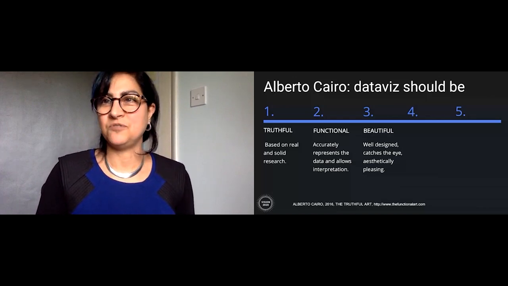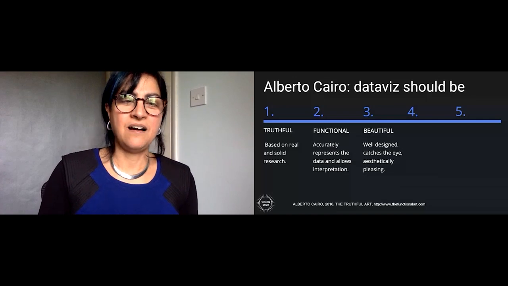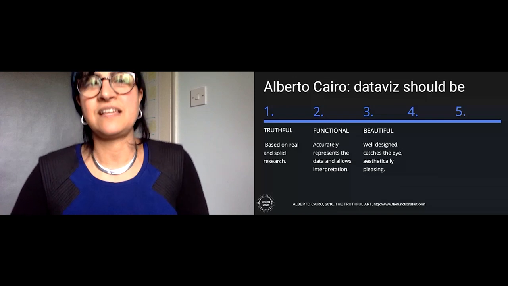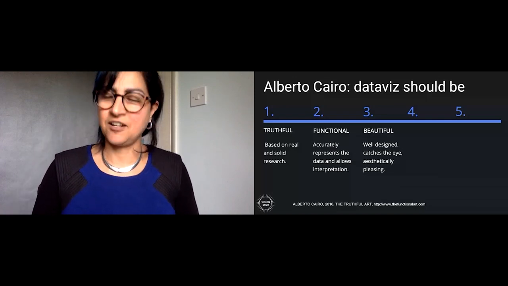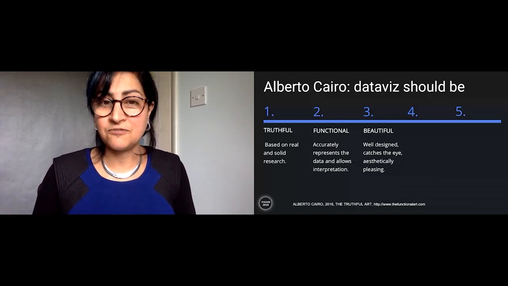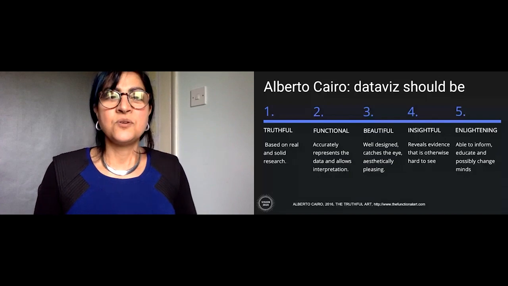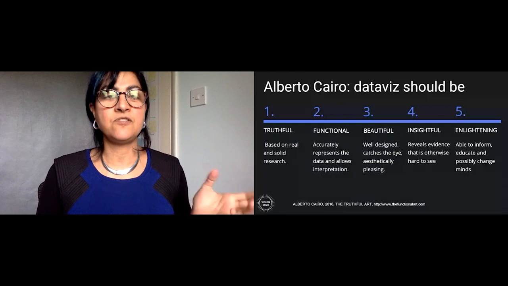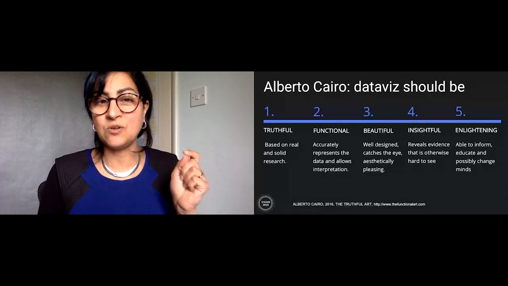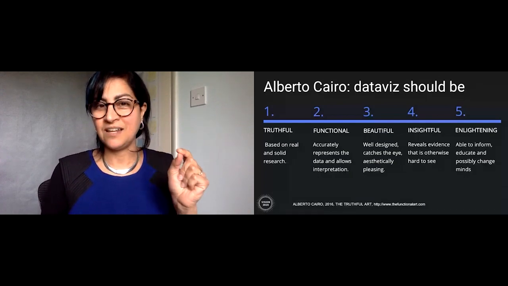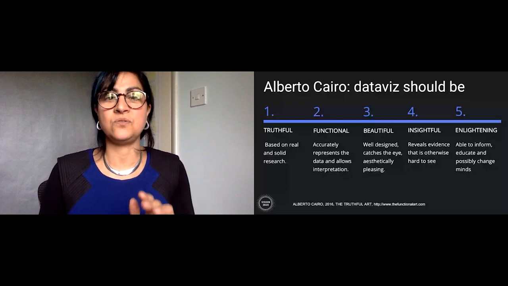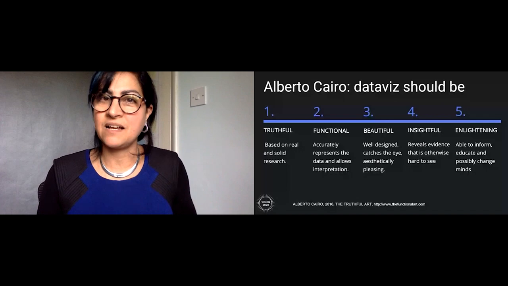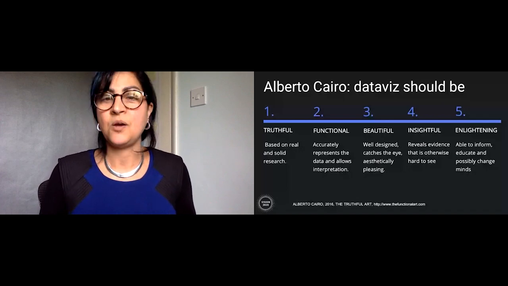So now if I move forward, the fourth and fifth are insightful and enlightening. Finally, datavis, therefore, has to be truthful, functional, beautiful, insightful, and enlightening. So if we consider these five qualities of great visualizations, we see that even though Alberto does not explicitly talk about perception and cognition, all these guidelines are to do with using perception and cognition principles to help people better understand, better interpret what they're looking at.